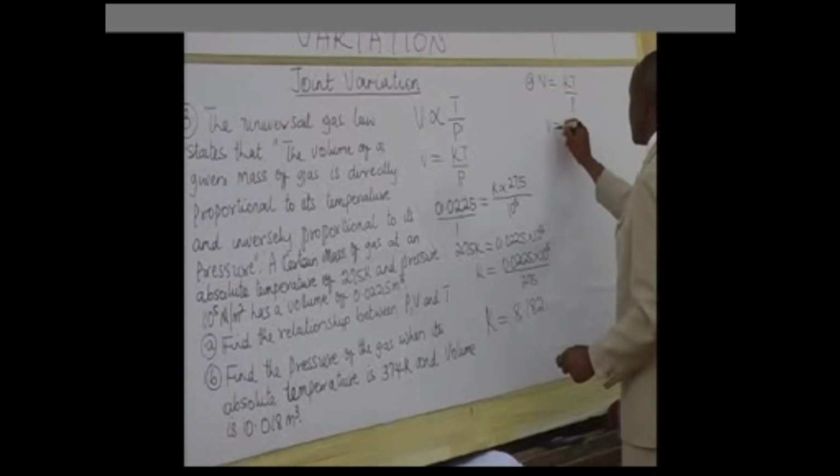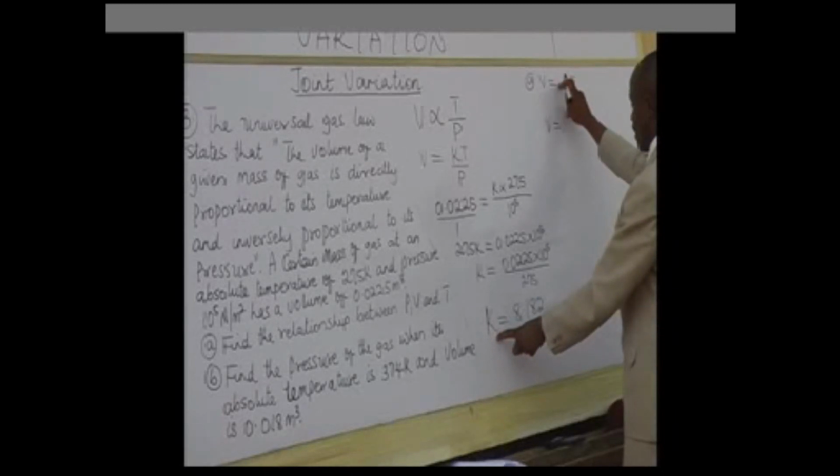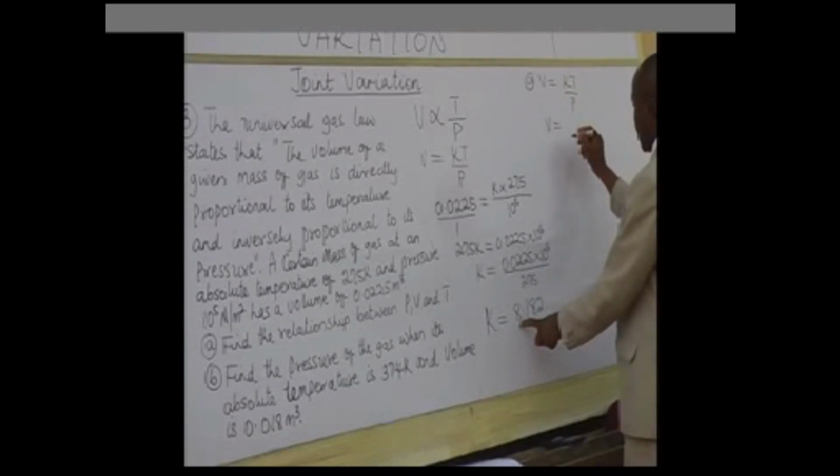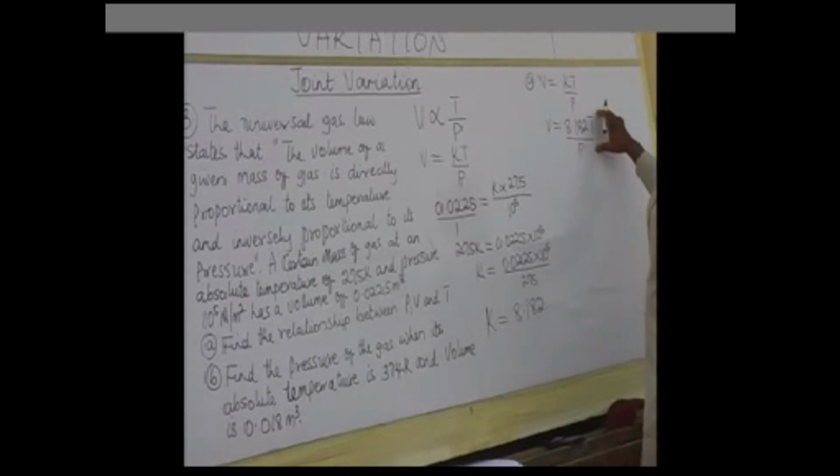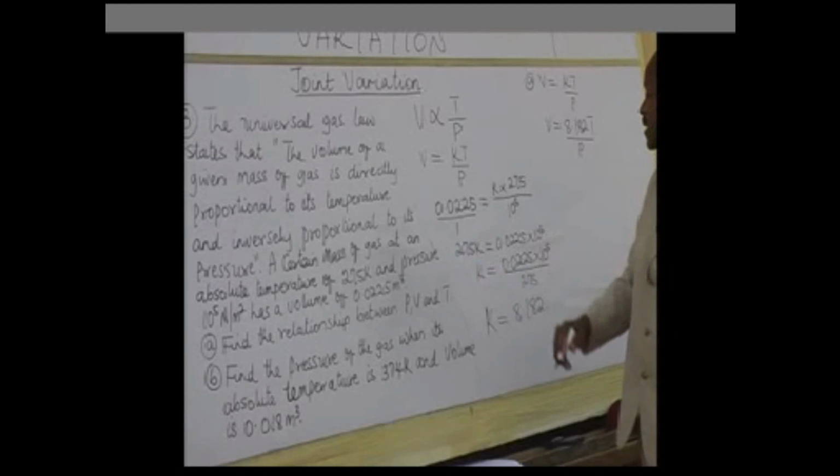So we have V is equal to the value of K. Instead of writing K, write 8.182. Bring down T all over P. So this is the relationship question number A has asked.